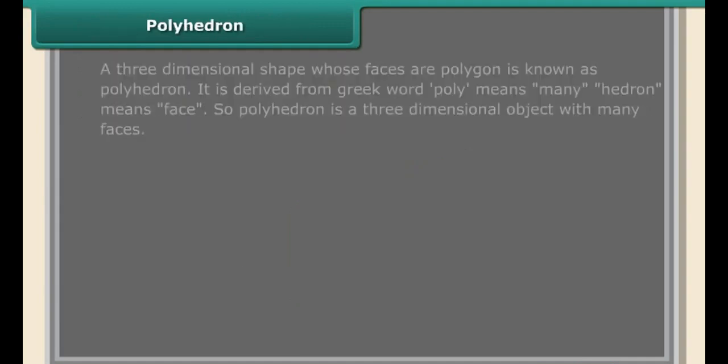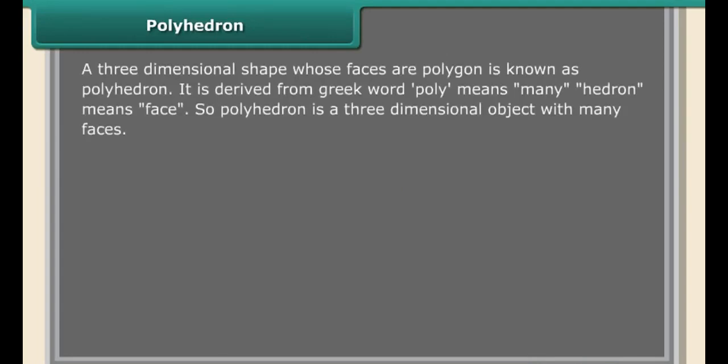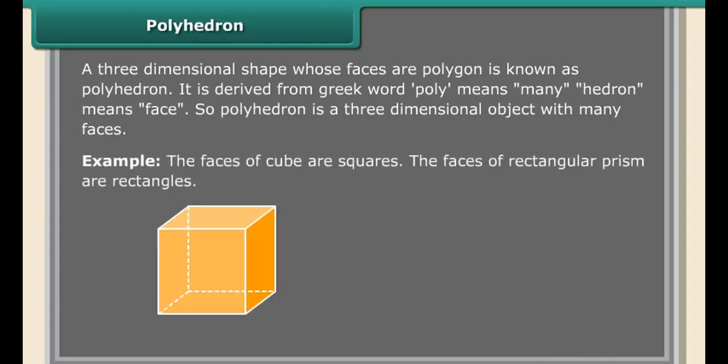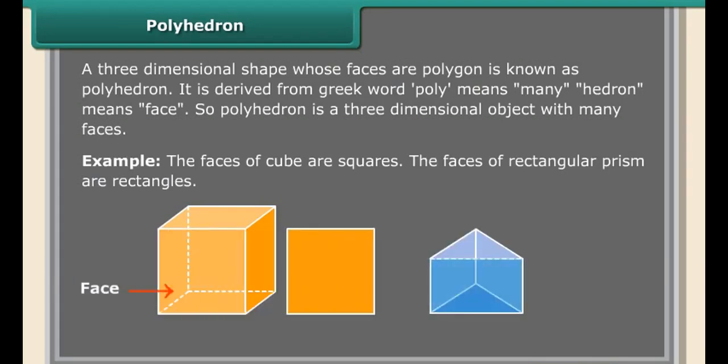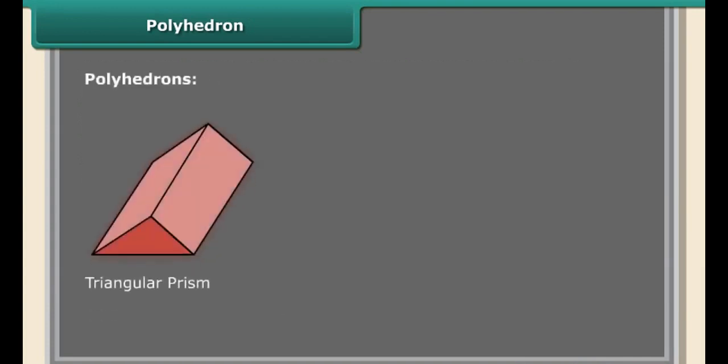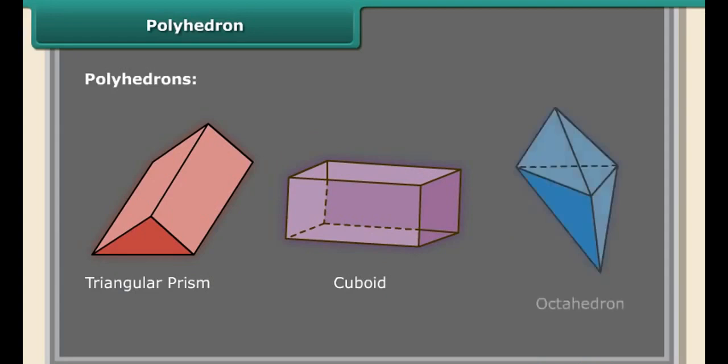Polyhedron. A three-dimensional shape whose faces are polygons is known as polyhedron. It is derived from the Greek word poly meaning many, hedron meaning face. So polyhedron is a three-dimensional object with many faces. Example: The faces of a cube are squares. The faces of a rectangular prism are rectangles. Polyhedrons: triangular prism, cuboid, octahedron.